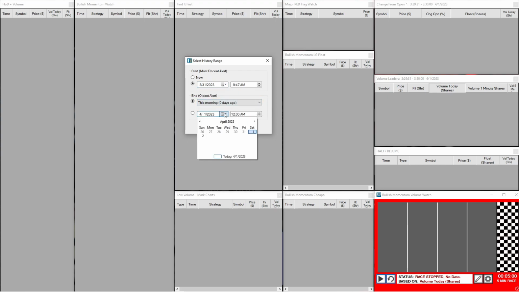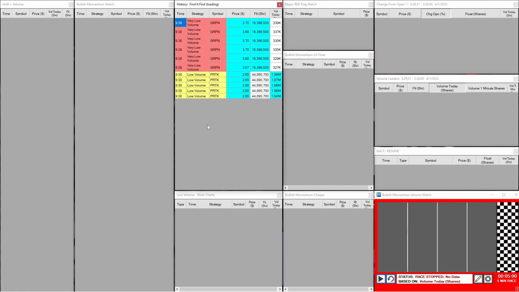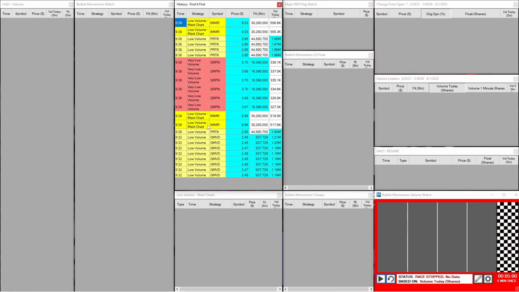So because they have low volume, it doesn't mean I'm going to throw the kitchen sink at them right away. But what that does mean is that I may want to pull up that chart and start marking that chart for possible trades later on.